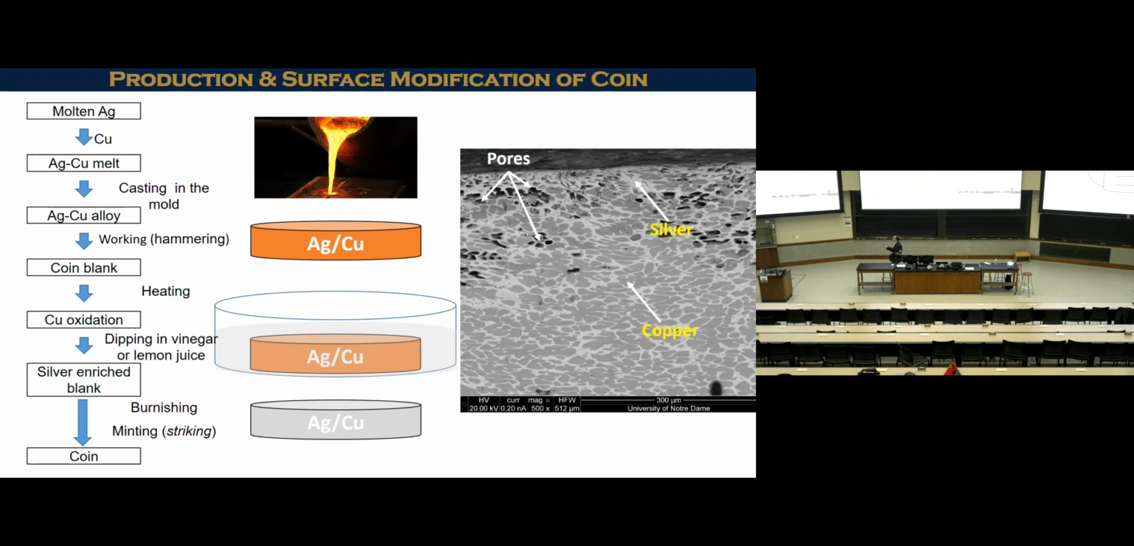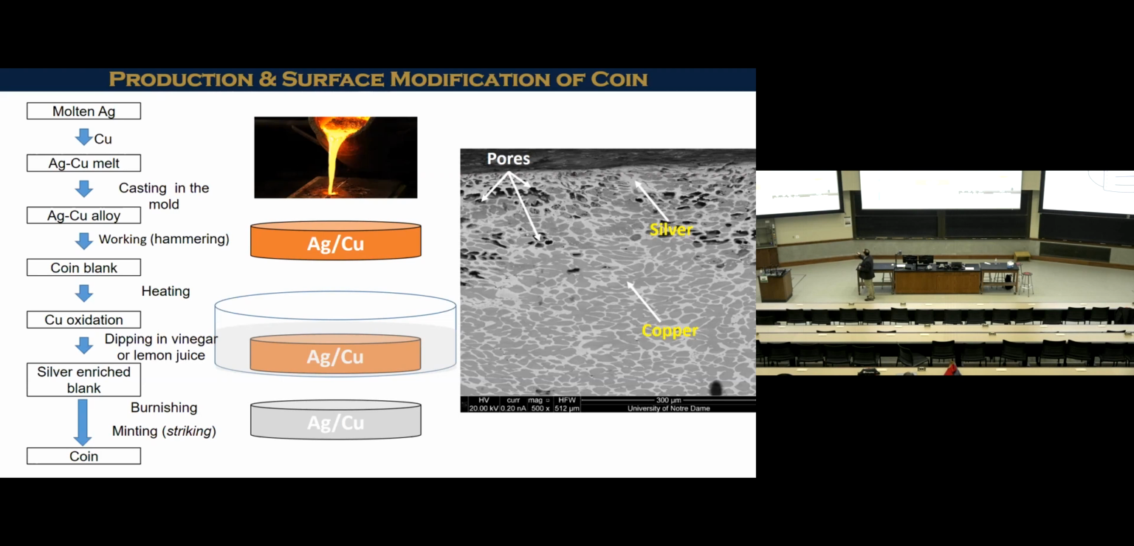Most likely they melted these two metals together, cast the alloy, and then hammered it to get a thin sheet of blank coins, and then they put those blanks in a flame. Because copper is much more susceptible to oxidation, the very surface layers of copper grains were oxidized. After that, they dipped the coin in an acidic solution, vinegar or lemon juice, and the oxidized copper leached away, but the silver was not oxidized.